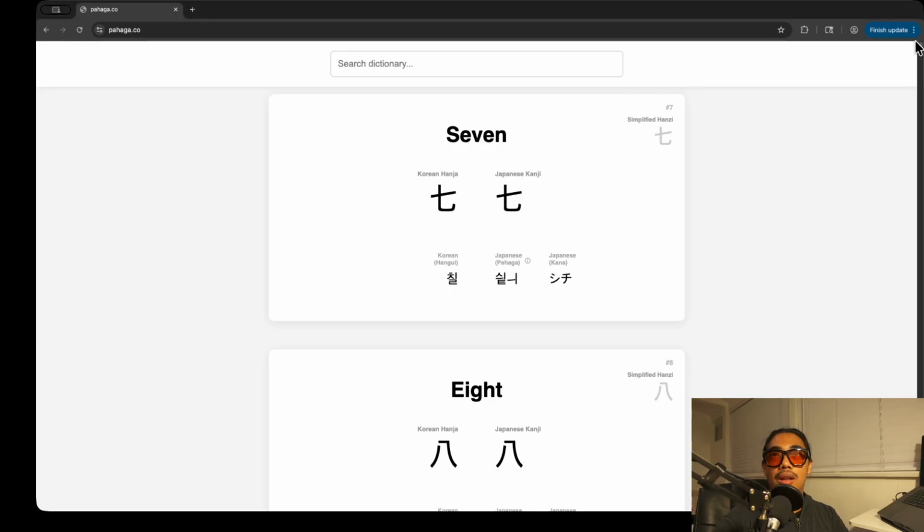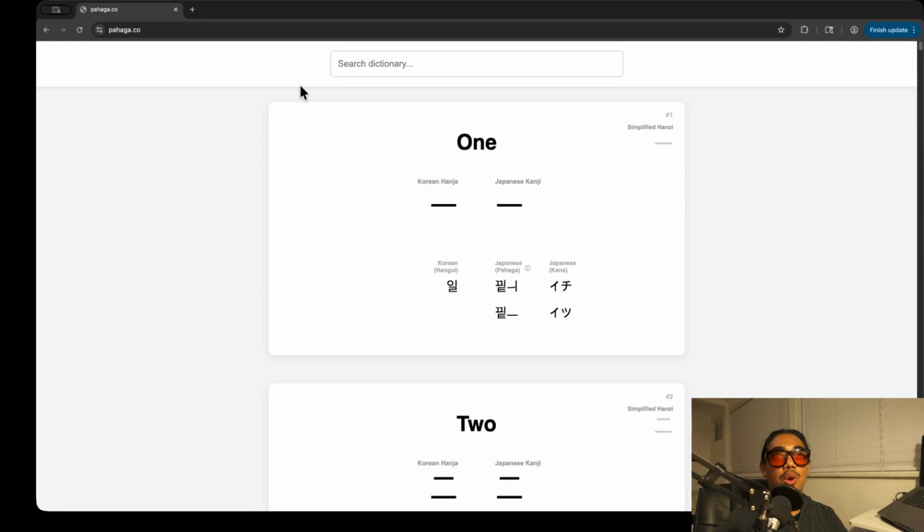So yeah, I have launched a website called pahaga.co, PAHAGA.co, and that's short for Pahangana, the name of my script, my writing system. So it's a modified Korean alphabet that I'm using to rewrite the Japanese language. And I have spelling rules.